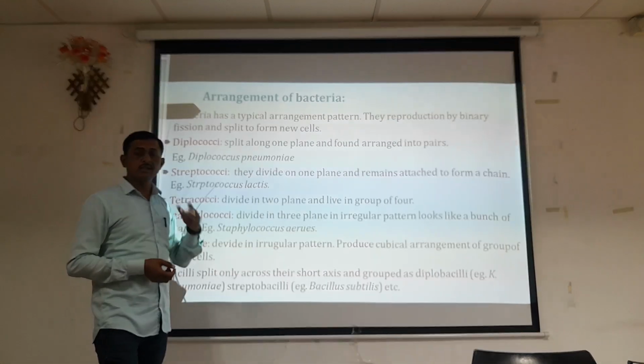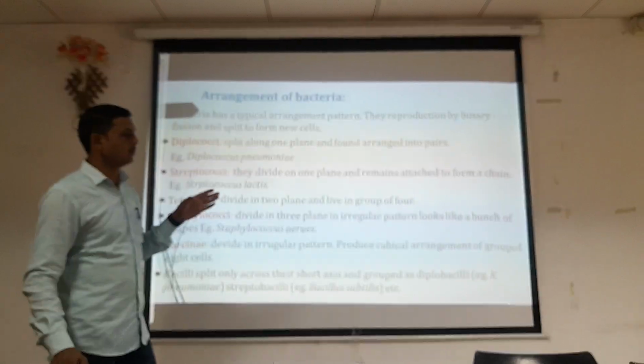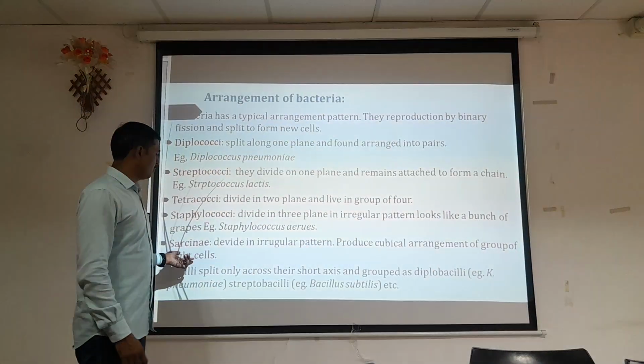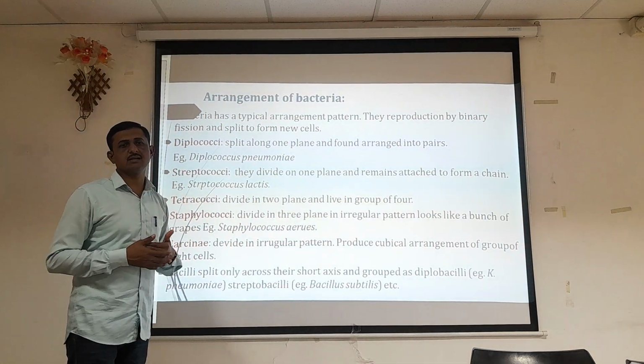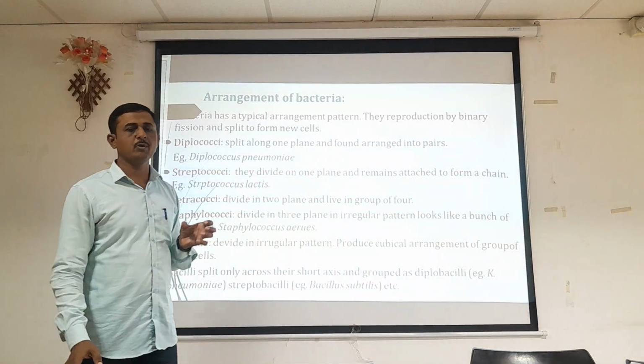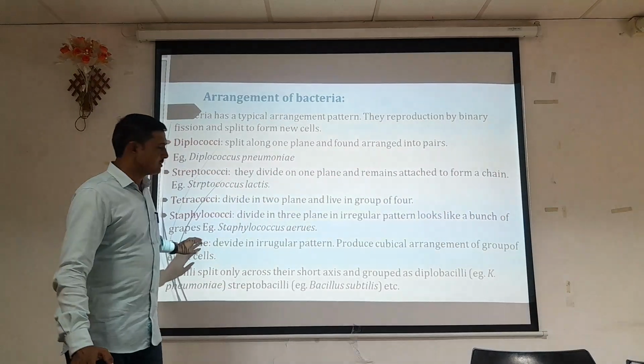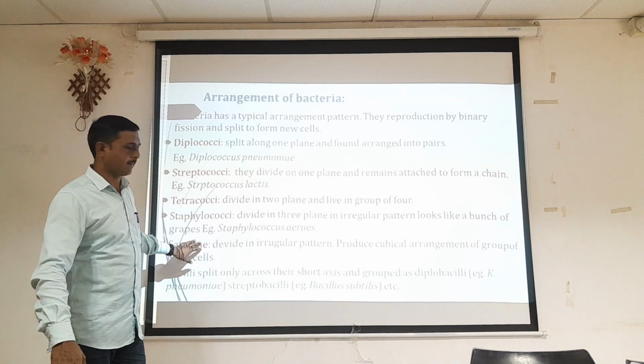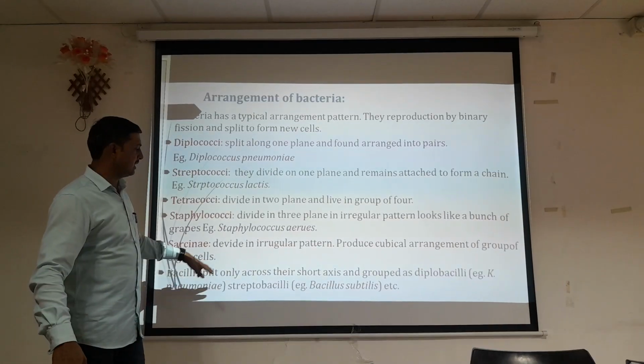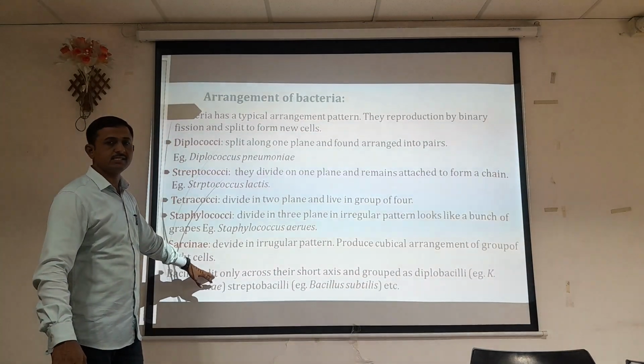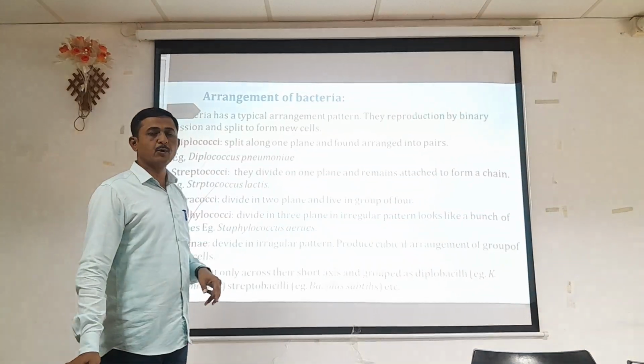Sarcina, which divide in an irregular pattern, produce a cubical arrangement of a group of 8 cells. If a group of 8 cells is present, you can say they are nothing but sarcina. Bacilli split only across their short axis and group as diplobacilli.